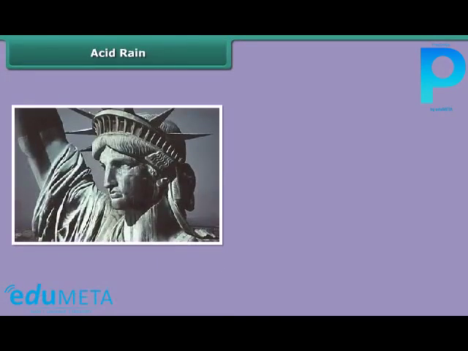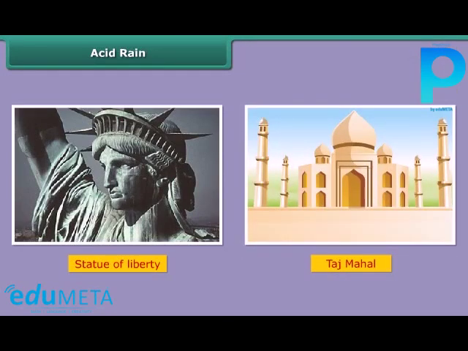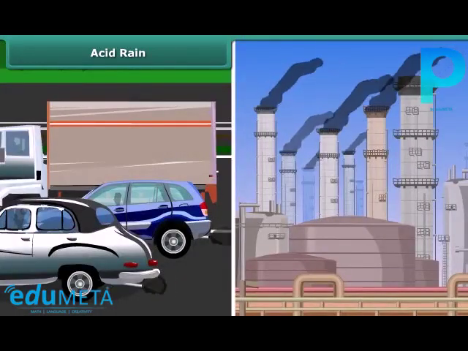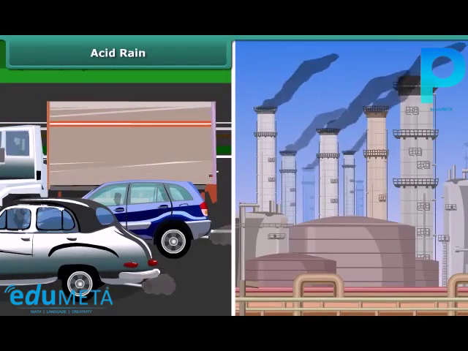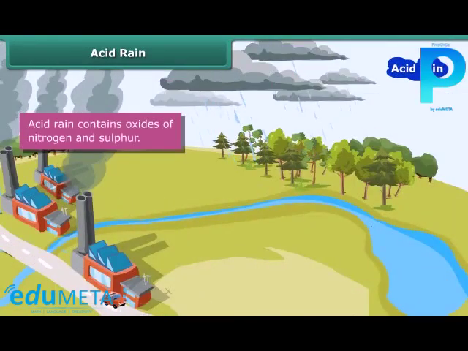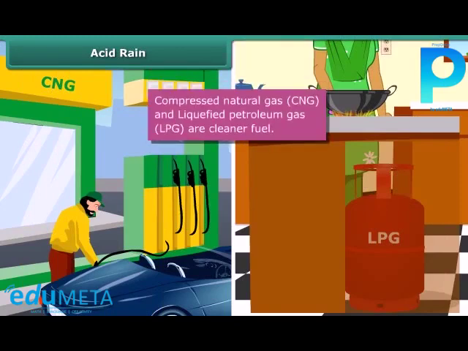These are the images of Statue of Liberty in New York and Taj Mahal in Agra. They are badly damaged due to acid rain. Do you know what causes acid rain? Industries and vehicles release toxic gases like sulfur dioxide and nitric oxide into the atmosphere. These gases react with the water vapors present in the atmosphere to form sulfuric acid and nitric acid, which fall as acid rain. What can reduce the acidic rain? Use of clean fuels like compressed natural gas, CNG, and liquefied petroleum gas, LPG, can reduce the acidity of rain.